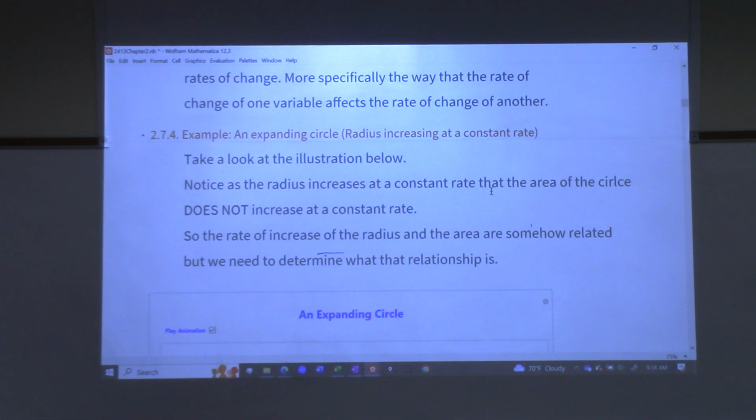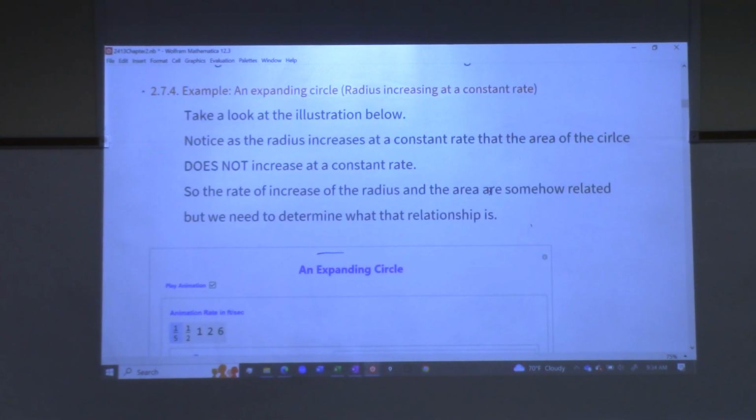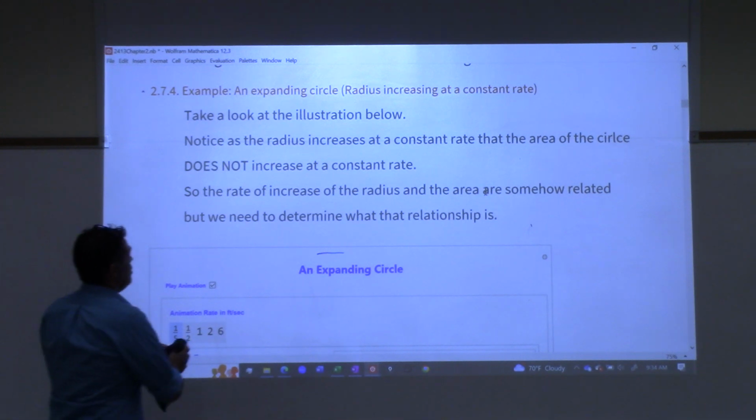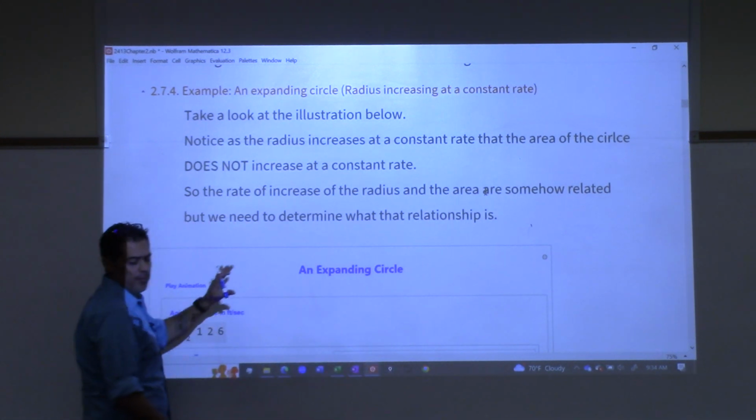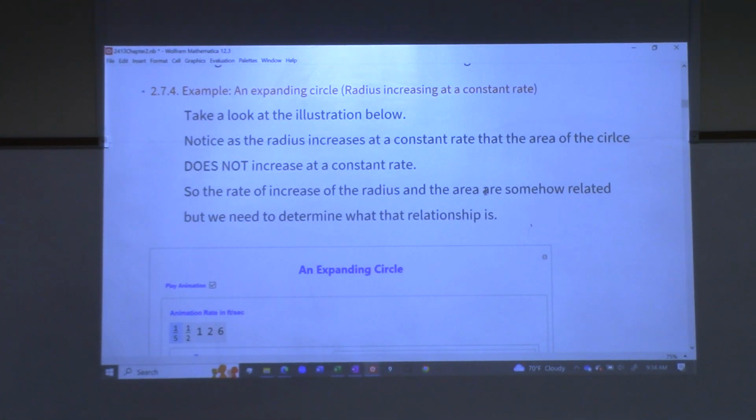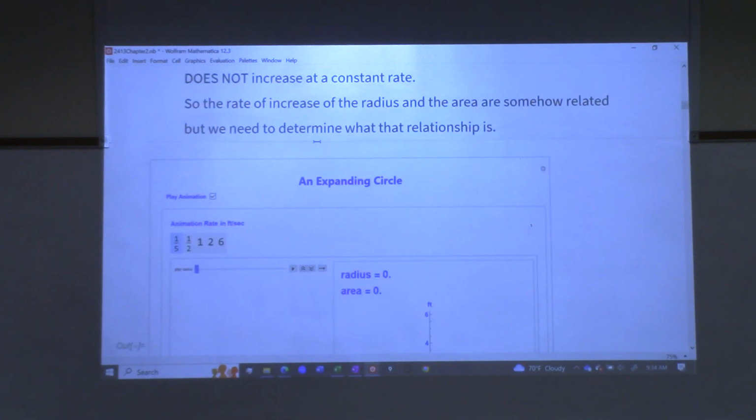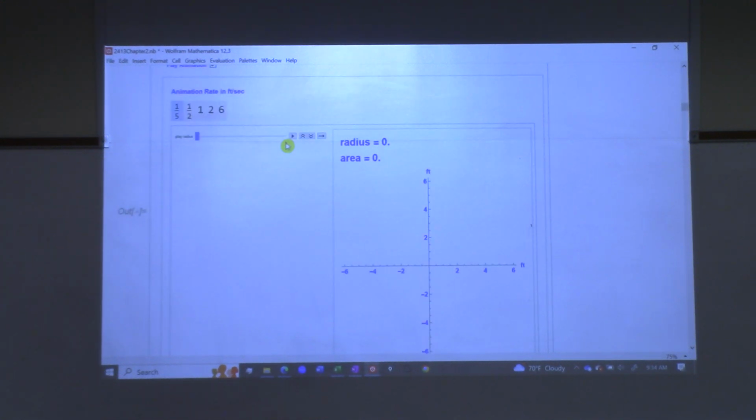So here's your first example, an expanding circle. Take a look at this illustration. When you look at this animation, I want you to notice that the radius of this circle is growing at a constant rate. So let me go ahead and press play here. I'm going to speed it up a little bit.